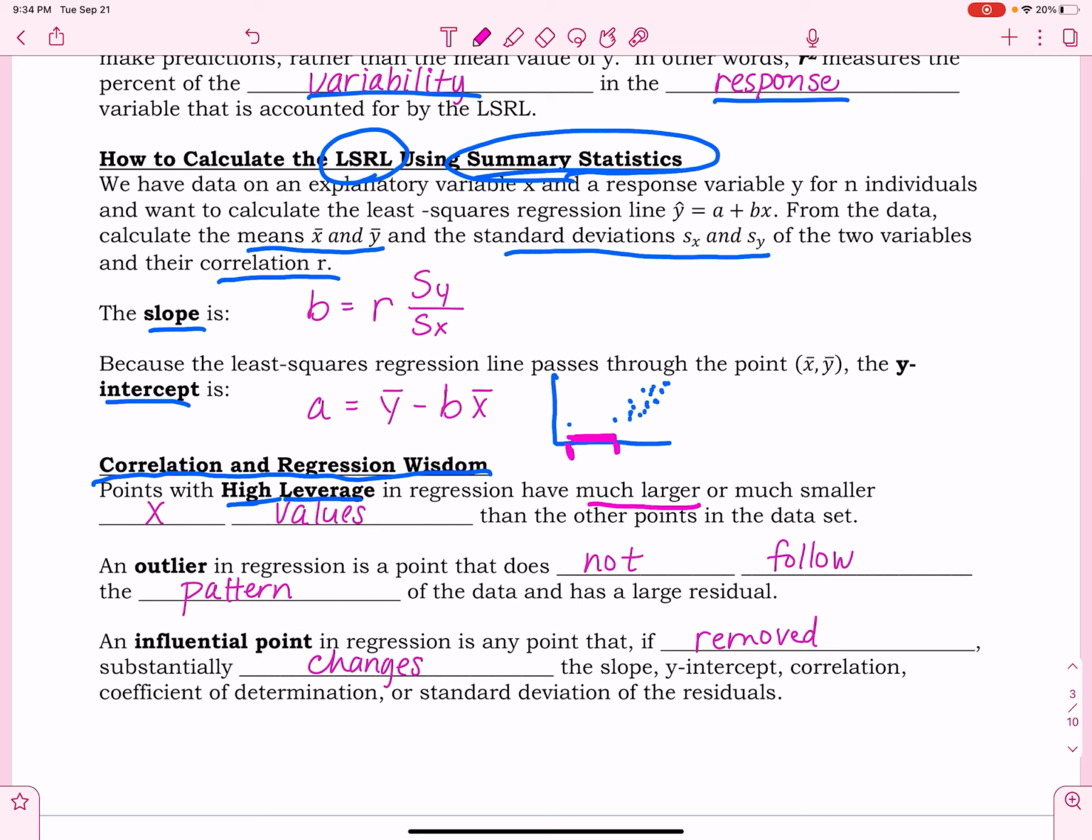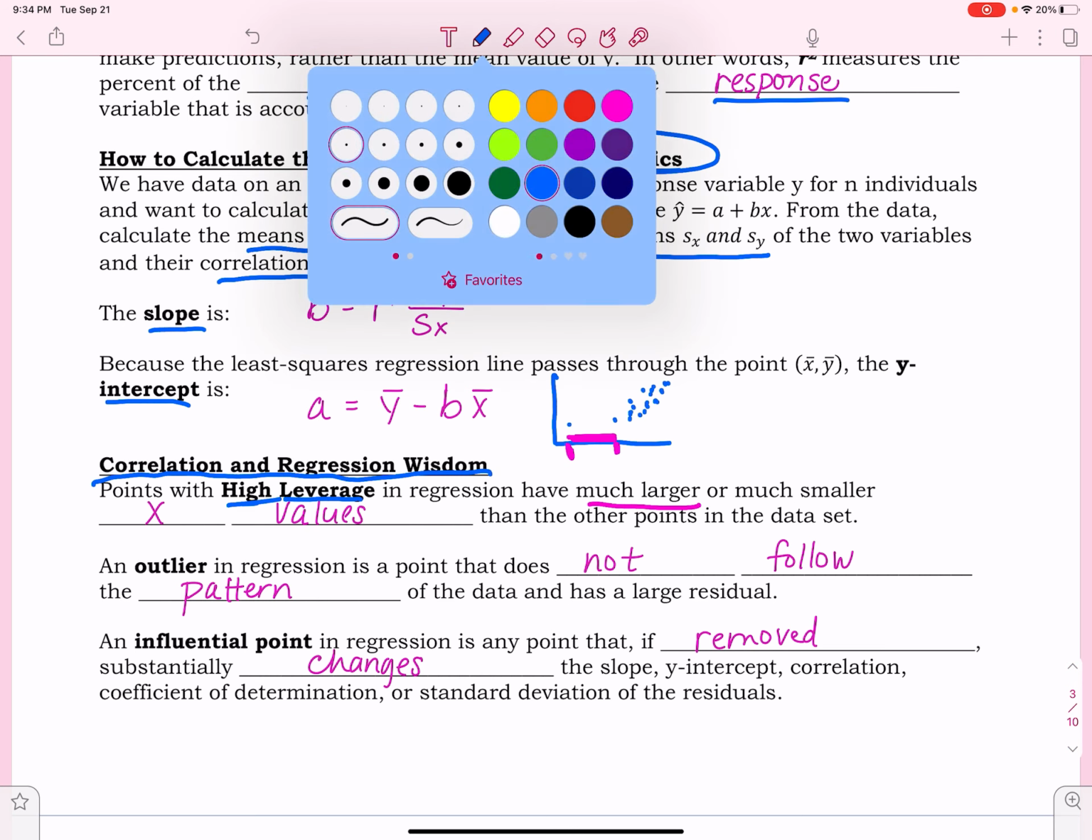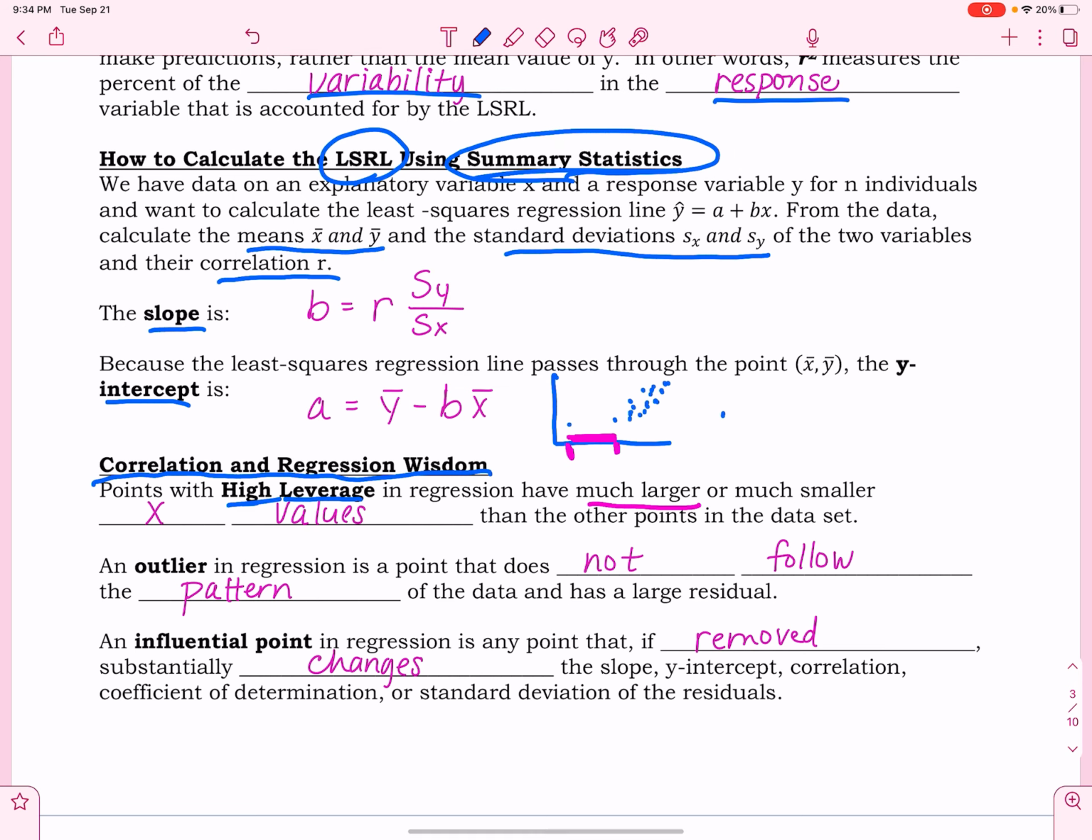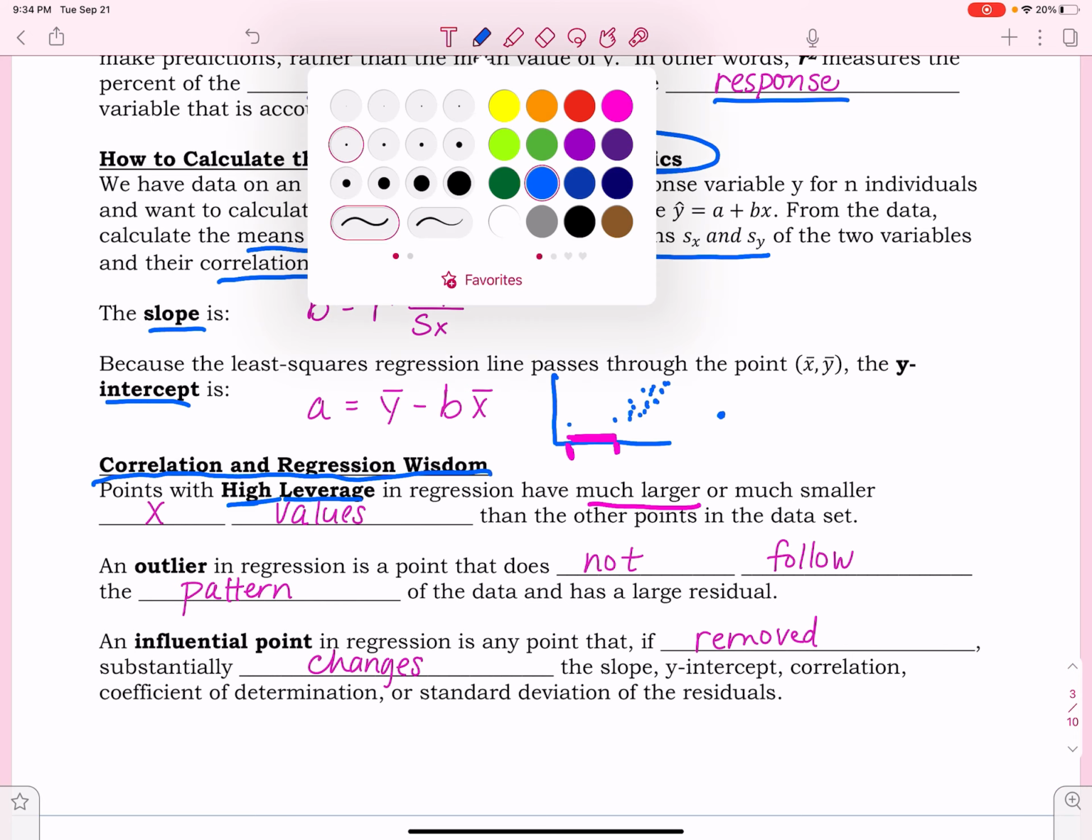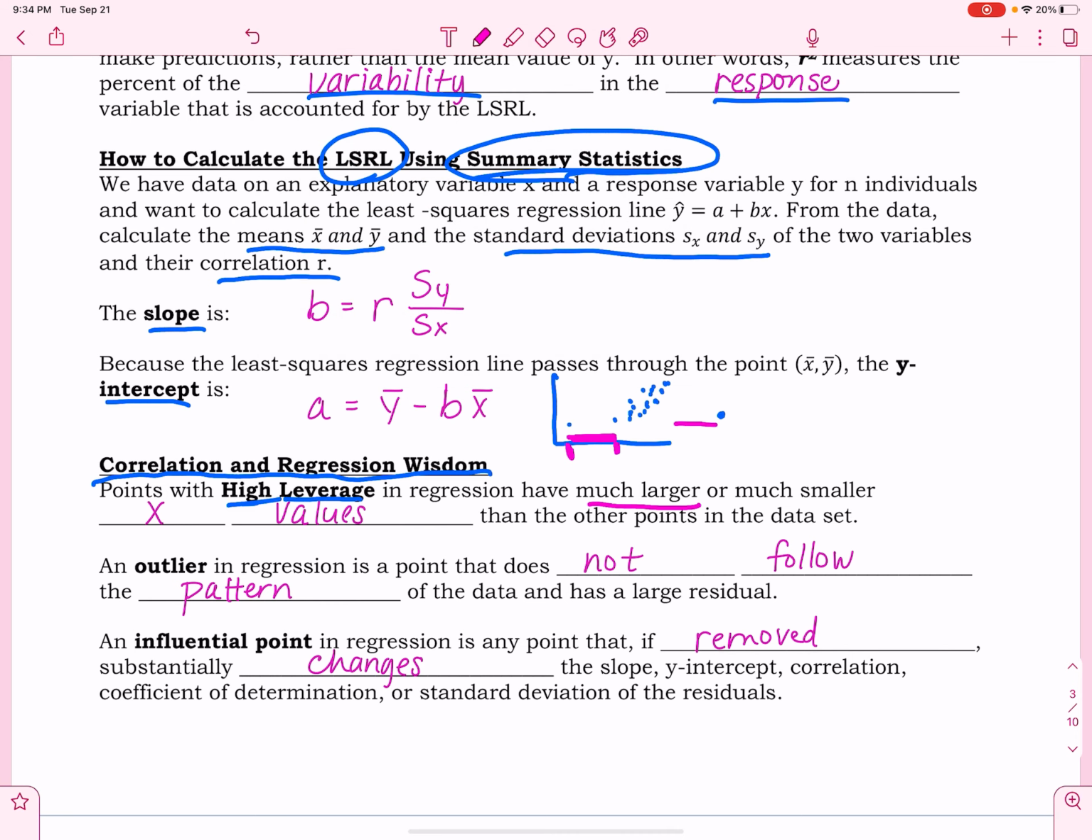Another example of this would be if you had a point way out here, okay? Again, notice that there's a big gap horizontally, meaning this x value is much higher than where most of the other values are clumping together. So this is considered, and this is considered, high leverage points because they are far away horizontally from the cluster of most of your points.